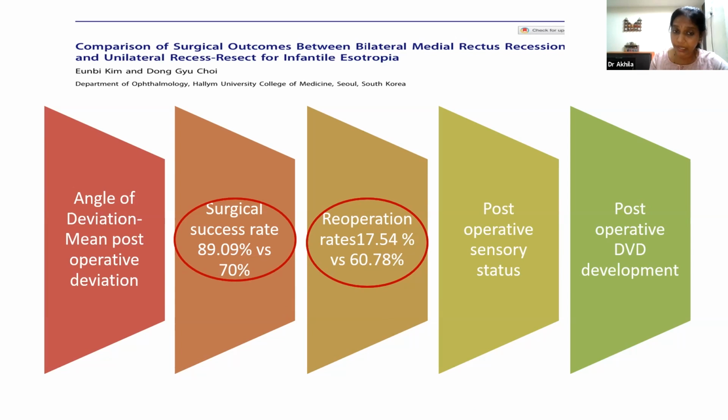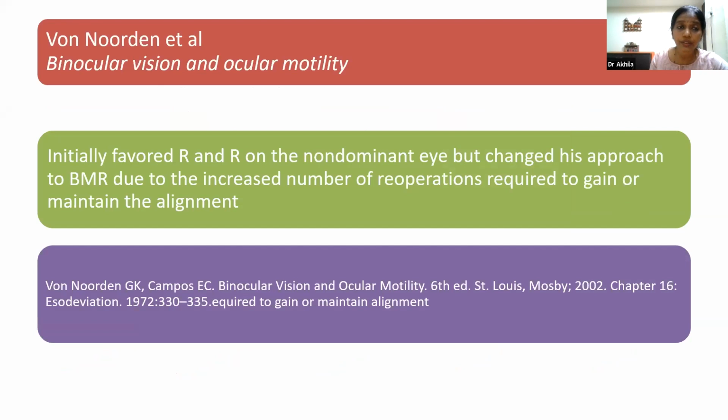favor for bimedial recession. That is, the surgical success rate was relatively better in children who underwent a bimedial recession, and the reoperation rates were grossly lesser when compared to the R&R group. But when it comes to postoperative sensory status or the DVD, it was almost the same. There was nothing which was favoring a bimedial recession.